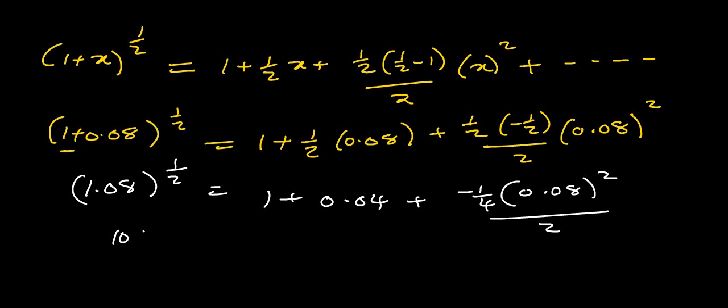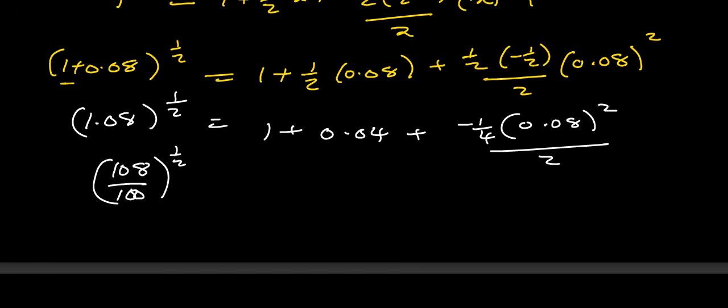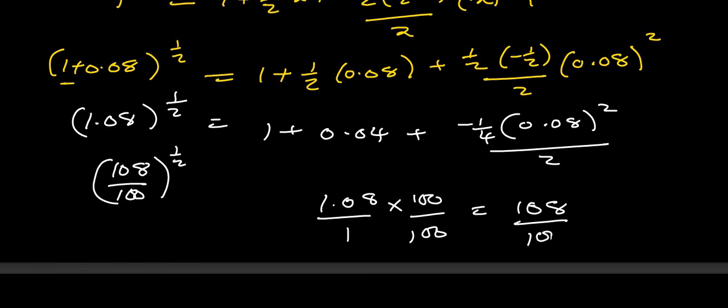Then here, you can change this into a fraction. This is the same as 108 over 100 to the power half, right? It's the same as 1.08. We have not changed anything, because this is the same as having a 1 here. You multiply this by 100, multiply the down part by 100. That's where the 108 over 100 is coming from.